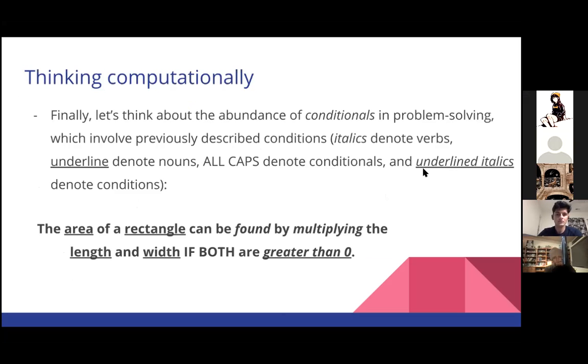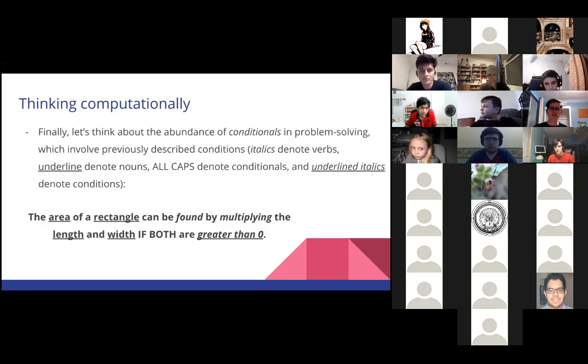So finally, let's think about the abundance of conditionals in problem solving, which involve previously described conditions. Italics denote verbs, underlined denote nouns, all caps denote conditionals, and underlined italics denote conditions. So here we have a slightly modified question. The area of a rectangle can be found by multiplying the length and width if both are greater than 0.